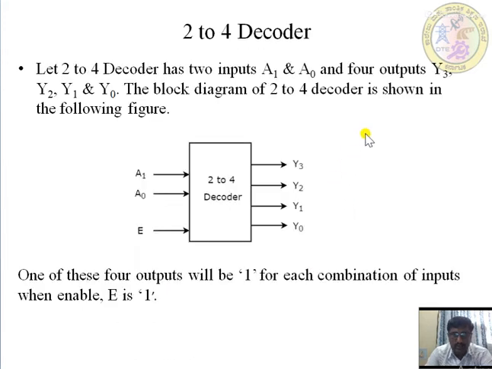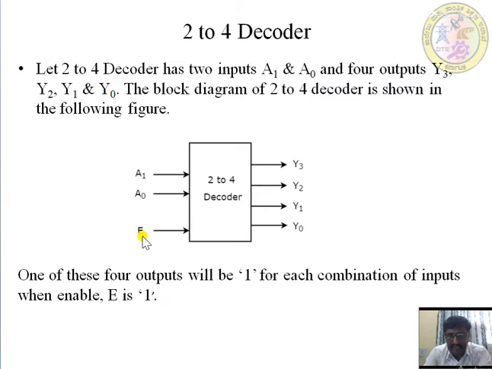Okay, so the 2 to 4 decoder. The 2 to 4 decoder has 2 inputs, A1 and A0, and 4 outputs, Y3, Y2, Y1, Y0, and another one, the enable. This enable acts as a switch to make the decoder on or off, and it totally depends upon the designer.